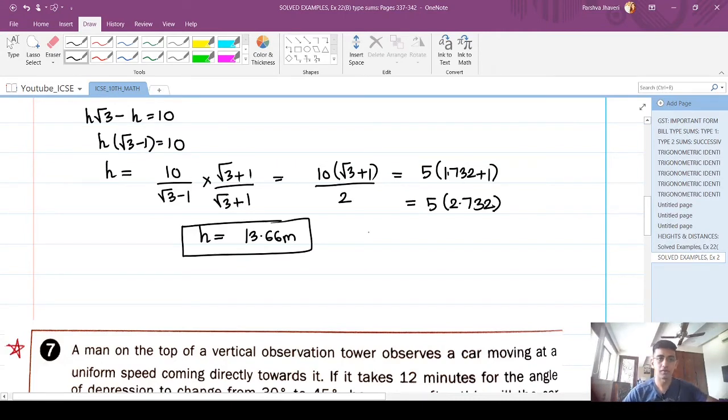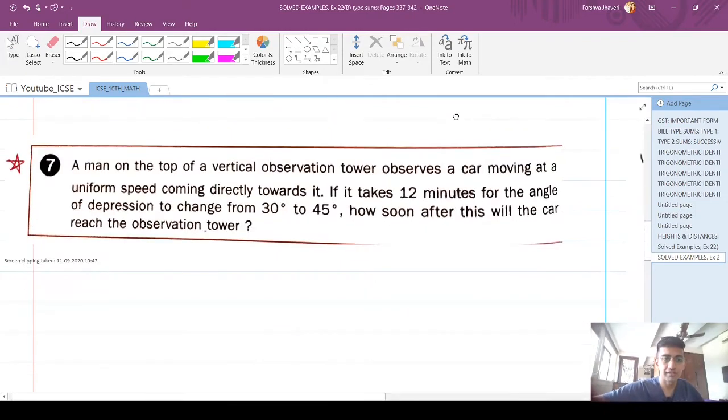This is how you solve. For people who didn't understand, this is a minus b into a plus b. This gives you a square minus b square. Okay, and root 3 is equal to 1.732 for those who didn't know, and this becomes your answer. Right, let's go to the next one now.